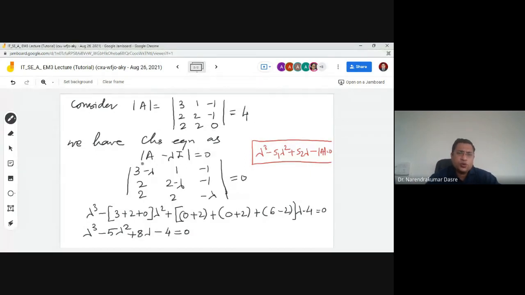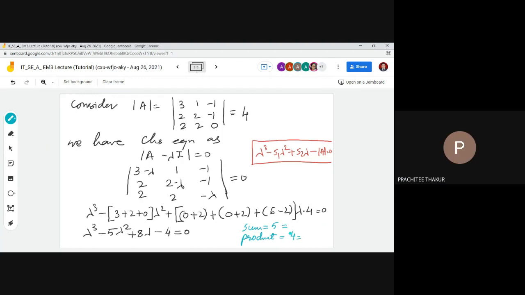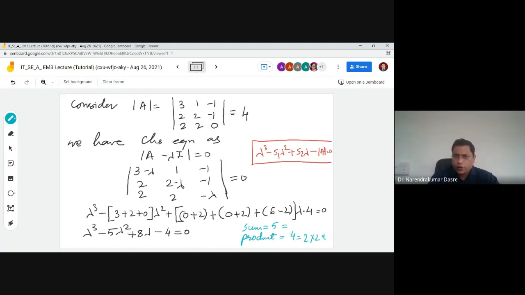Okay, so now we want to find out the factorization. So we have the sum of the eigenvalues is 5 and the product is 4. So can you guess the eigenvalues? What we know is sum is equal to 5 and product is equal to 4. So can you have the factorization of this 4 such that the sum is going to be 5? 2 into 2 into 1. And this will be 2 plus 1. Yes, so it can be.